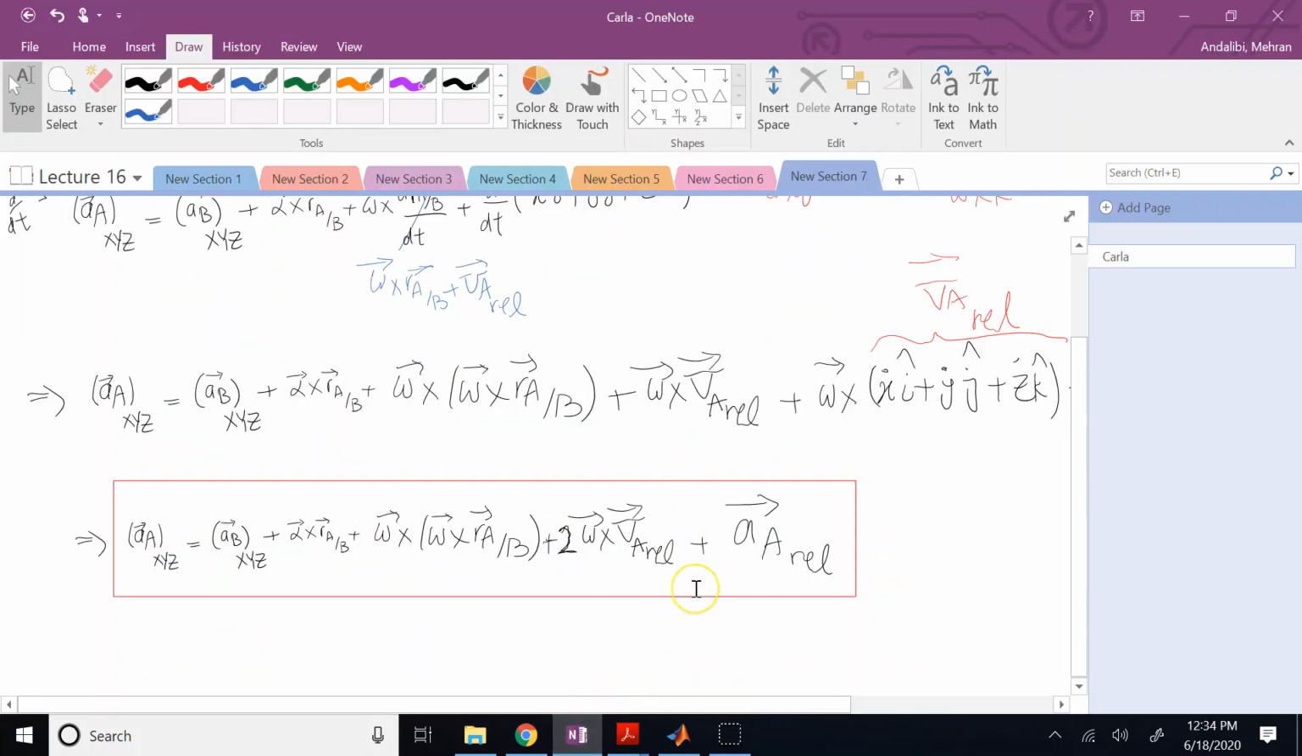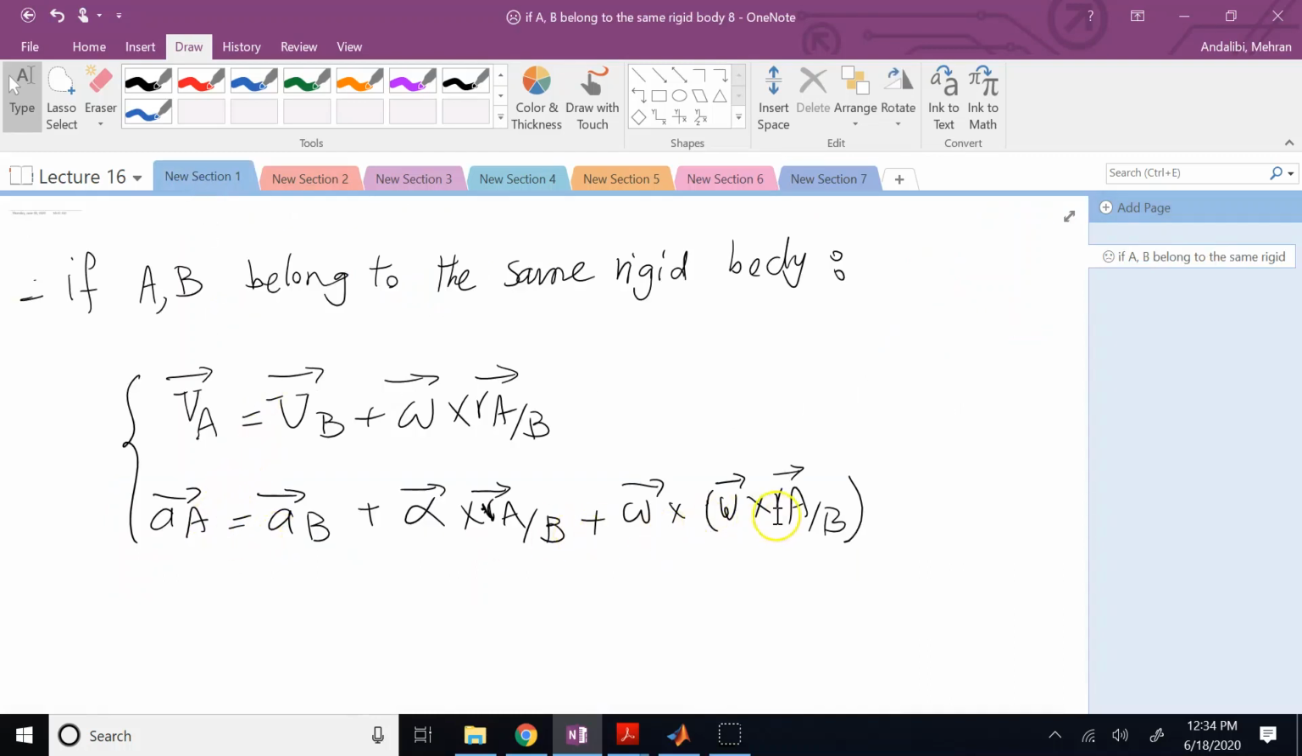Now, if you go back and look, if A and B belong to the same rigid body, which terms are zero? Then VA relative and AA relative are zero, because point A also belongs to the same rigid body as B, so they don't move with respect to each other, distance-wise. So the fourth and fifth terms are zero. You're only down to this one, which is exactly what you had here. So you see, it's a more generalized case of that.